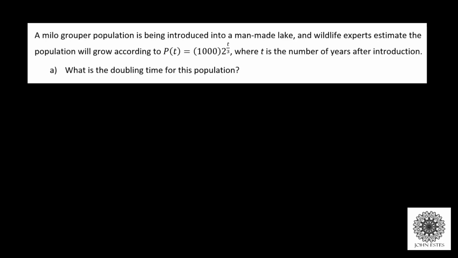Before we address that, let's point out something here. If you compare that to what we just talked about, this 1,000 is my p sub naught. That means that we introduced 1,000 fish into this lake. That's the initial population. Now when it says doubling time, that means the time it takes to double the population. So in this particular example, I want 2,000 fish. I started out with 1,000, and if you double 1,000, you get 2,000.